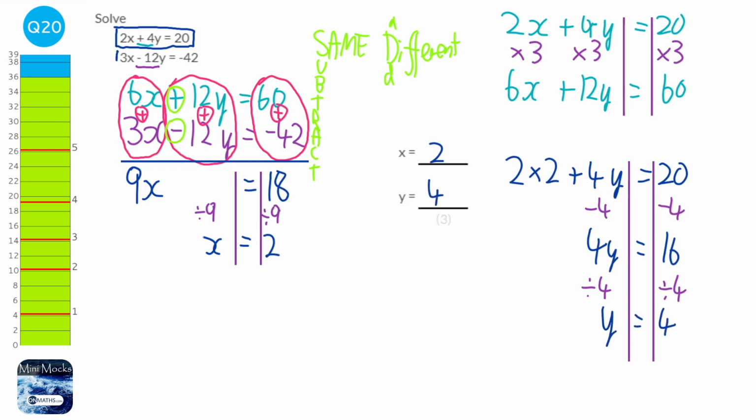And we can check that with the second equation by substituting in the values of x and y. So 3 times 2 minus 12 times 4 is equal to minus 42.